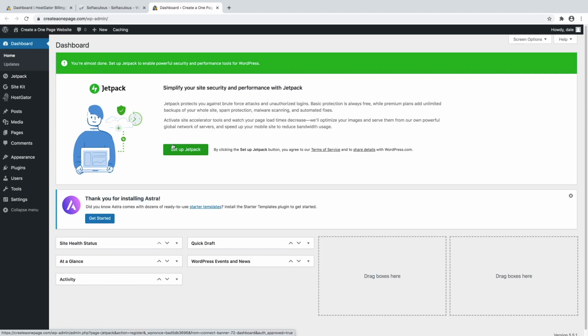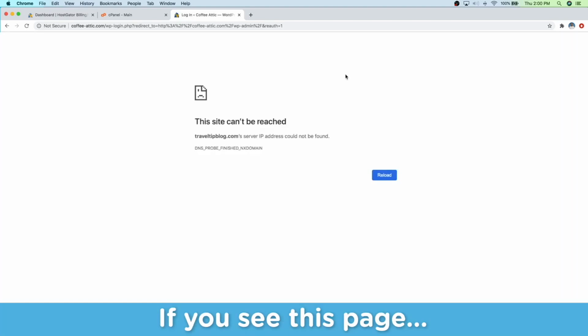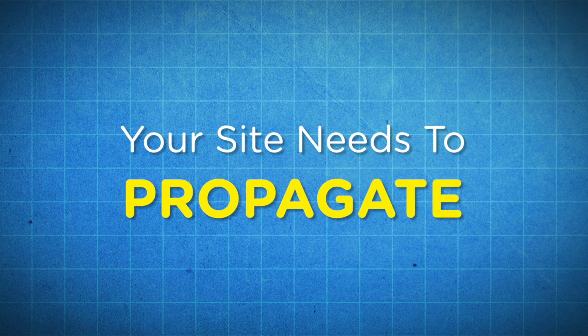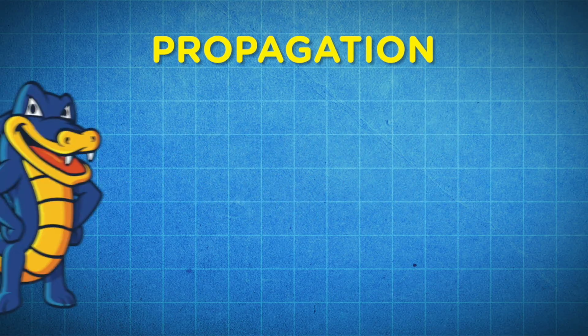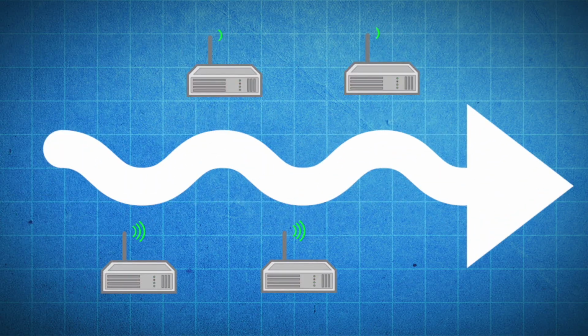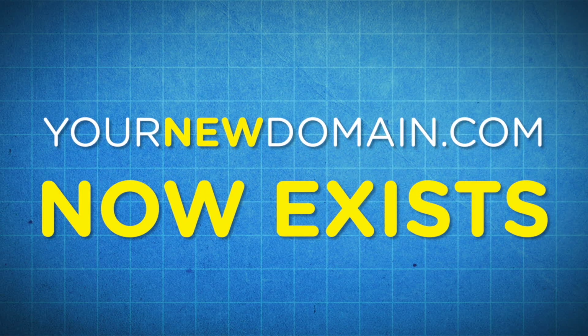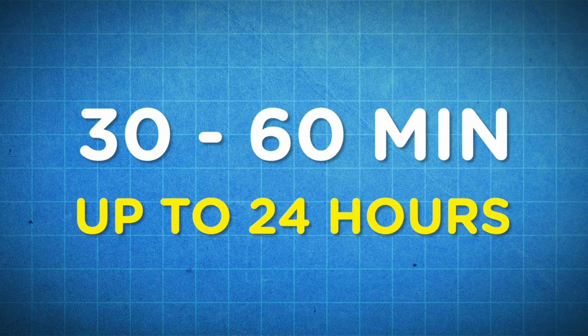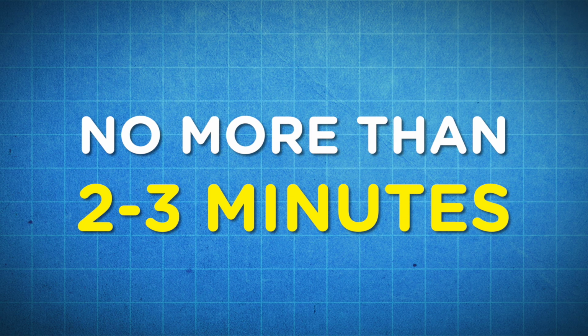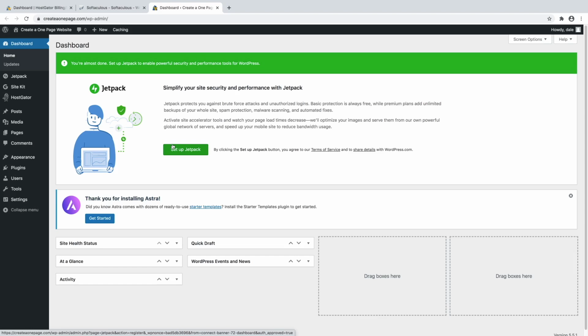And if for some reason you do not get taken over to your WordPress dashboard and you're on any other page than the WordPress dashboard, then this means that your site has to propagate. And what that means is that HostGator has to send out your new domain name across the entire world to every server in the world to let them all know that, hey, this new domain name now exists. And this process can take anywhere from 30 to 60 minutes. And they say it can take up to 24 hours, but I've never actually had it take that long. Lately, it's just been no more than about 2 to 3 minutes. So every few minutes, just click on that URL and see if you are taken to your WordPress dashboard.